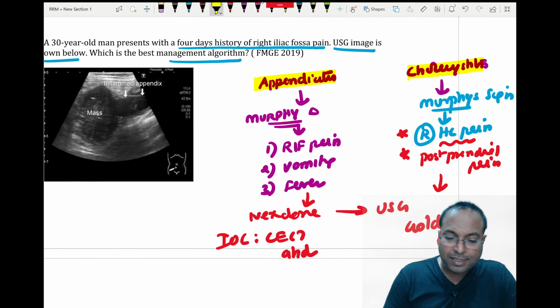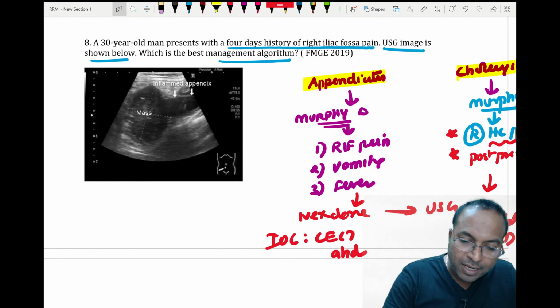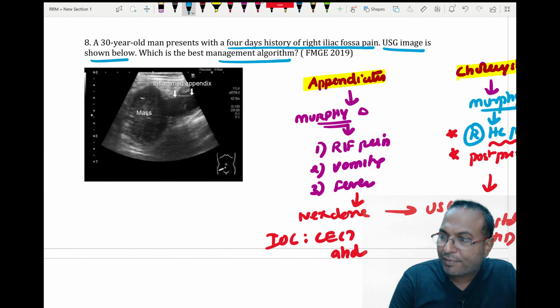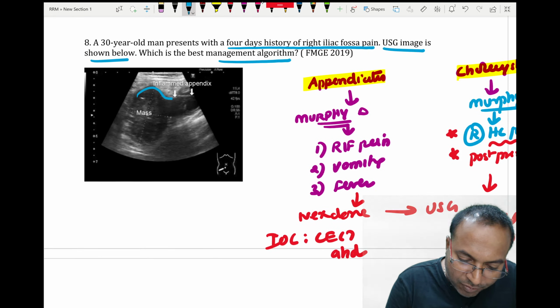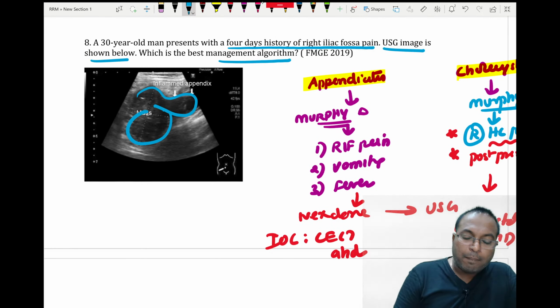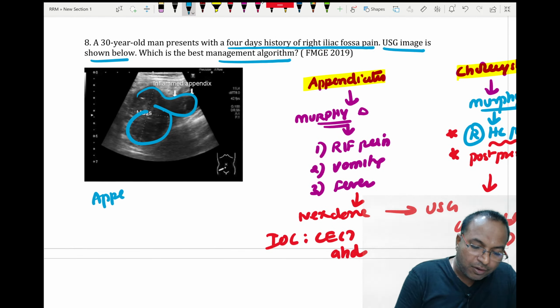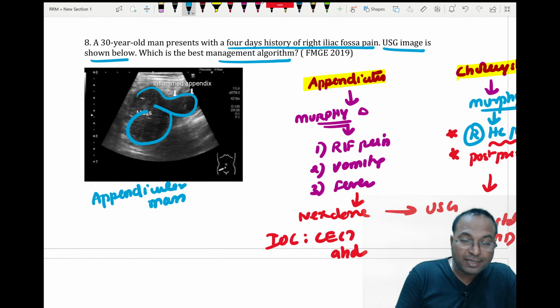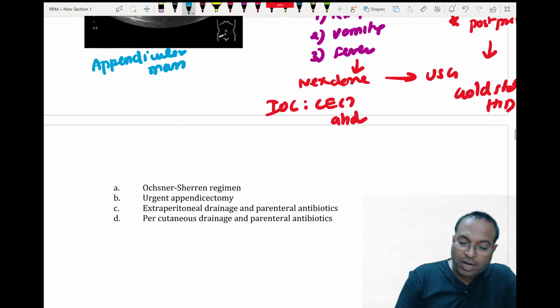So this is a case of appendicitis. Not only appendicitis, the patient is also having a mass. Can you see? There is an inflamed appendix with a mass. Appendicular mass is a complication of appendicitis which is improperly treated or partially treated. So in an appendicular mass, we cannot do appendicectomy.